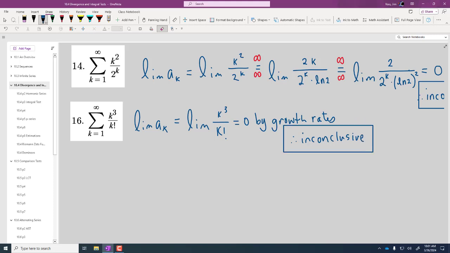The divergence test can only find divergence. And if we don't have a limit that is not 0, then it's inconclusive. If the limit is not 0, did I say that right? If the limit is 0, the test is inconclusive. If the limit is not 0, the test is conclusive and the series diverges.